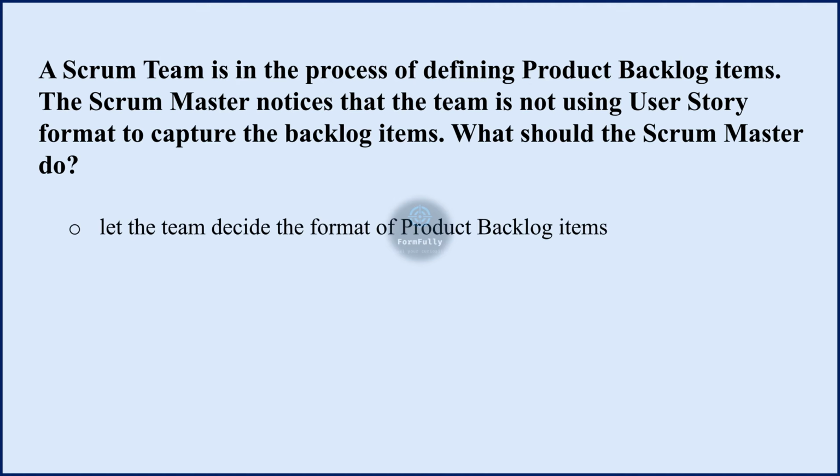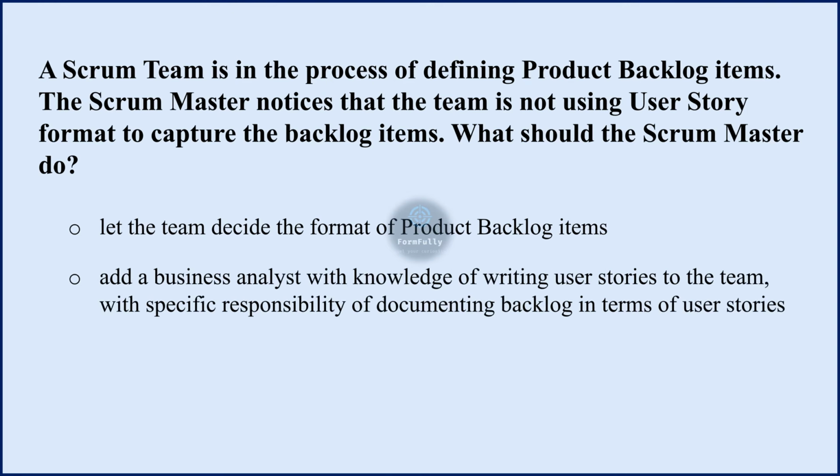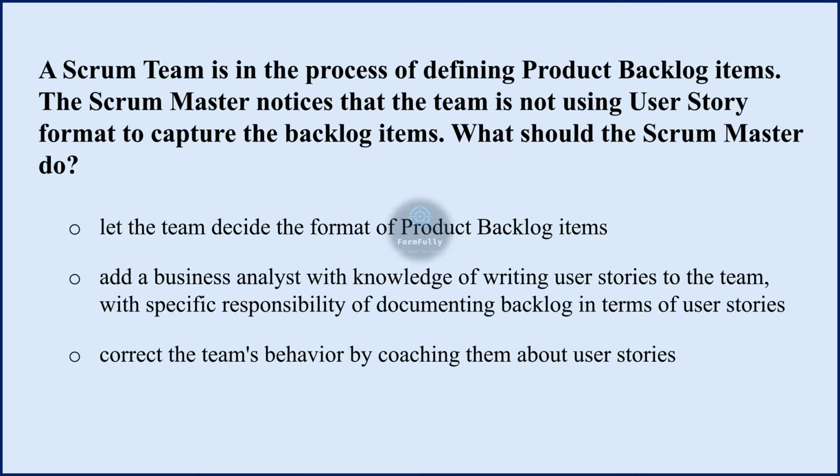Options are: let the team decide the format of the product backlog items. Option 2. Add a business analyst with knowledge of writing user stories to the team with specific responsibility of documenting backlogs in terms of user stories. Option 3. Correct the team's behavior by coaching them about user stories. And the correct option is first. Let the team decide the format of product backlog items.